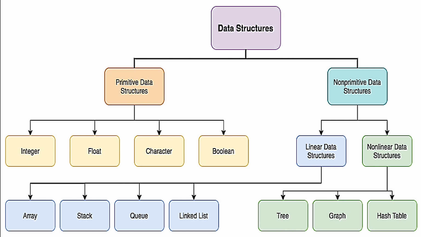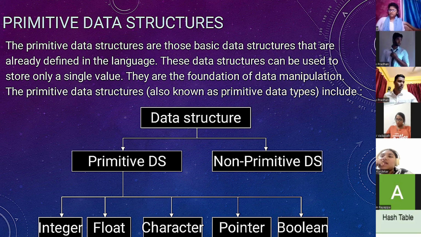Then when we talk about non-primitive data structure, there are further two types, which are linear data structure and non-linear data structure. We have learned about linear and non-linear in our characteristics. Linear data structures will have arrays, stacks, queues, linked list, and non-linear data structures will have trees, graphs, and hash tables. So we'll be learning about each type of data structure and the operations that will be performed on them in the further coming classes.